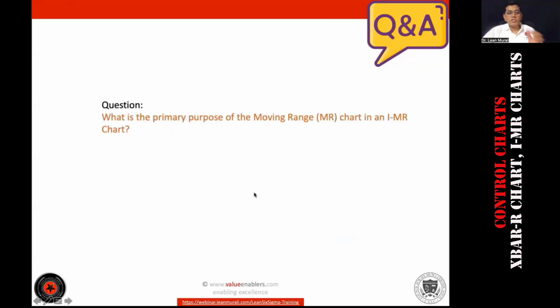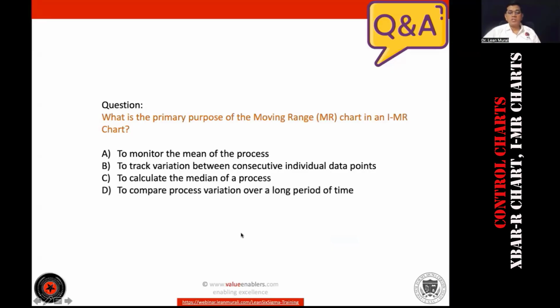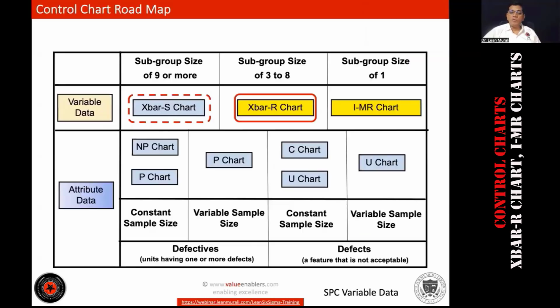Fantastic. One more question on this. What is the primary purpose of a moving range? To monitor the mean of the process, to track the variation between consecutive individual data points, to calculate the median of the process, to compare the process variation over a long period of time. Let me quickly see the answers in the chat box. B is the right answer, to track the variation of the individual data.